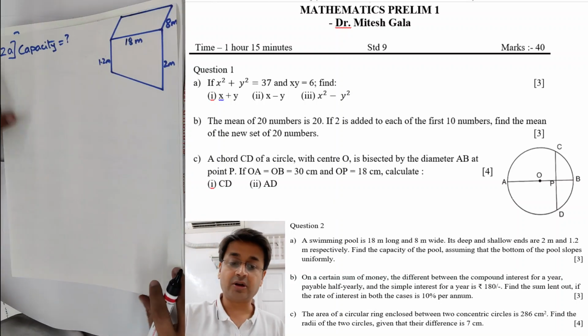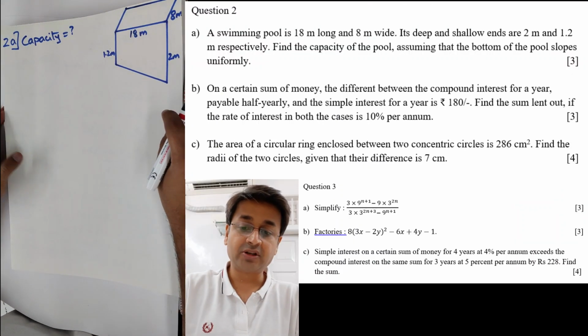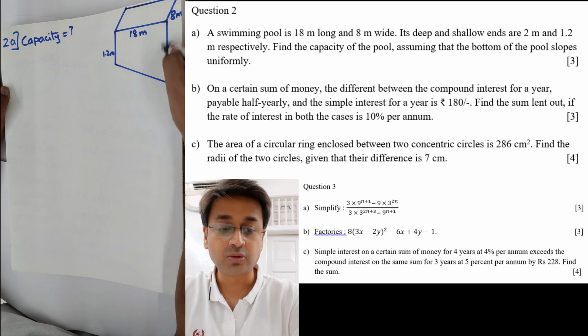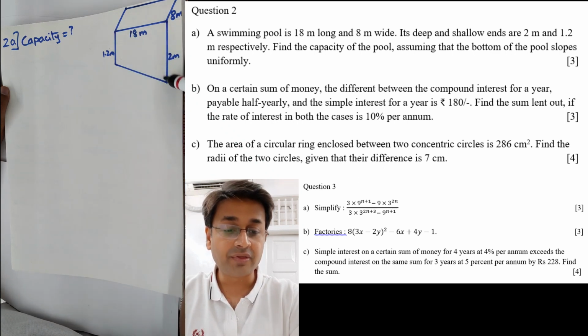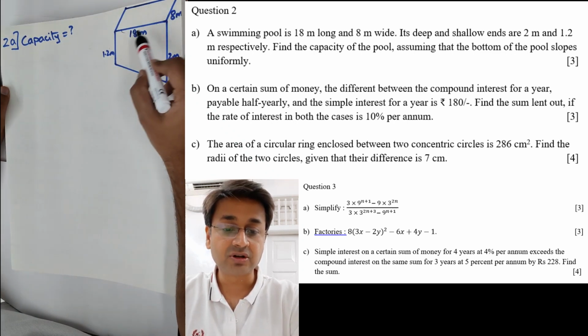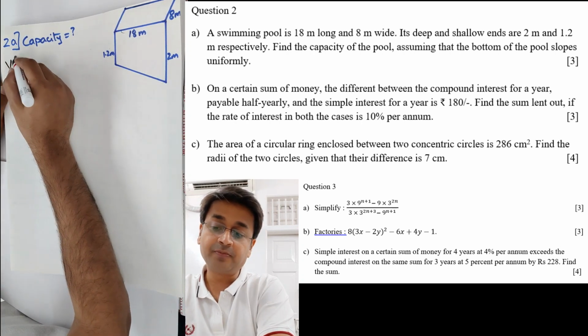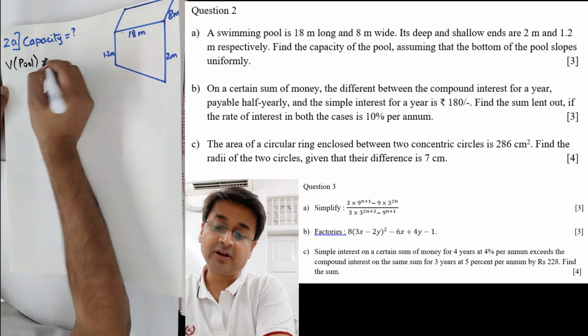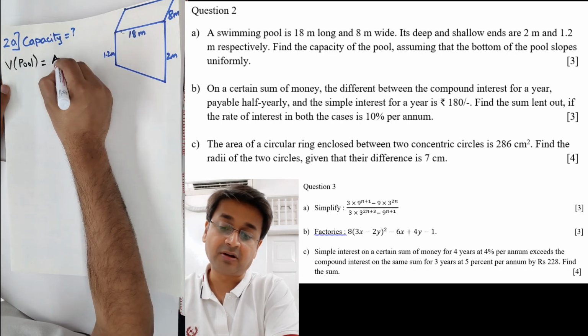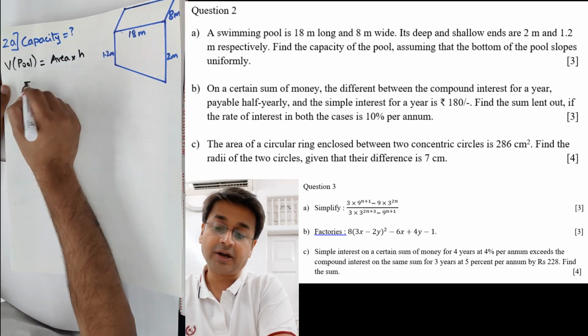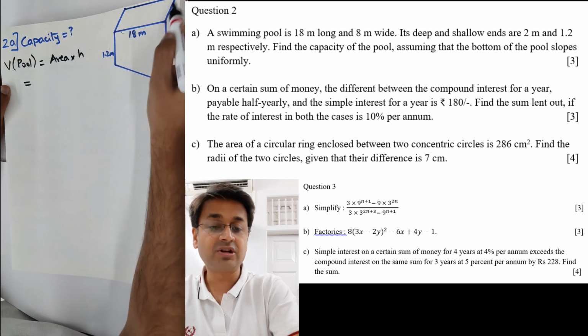Let's move on to the next one, question 2a. So what is 2a saying? It's a swimming pool with the two slopes, the shallow and the deep, and this is the dimension of the pool, 18 by 8. Your question is, what's the capacity? So volume of the pool, we very well know volume, there are two methods. Second method can be area into height. So area of the cross section into the height.